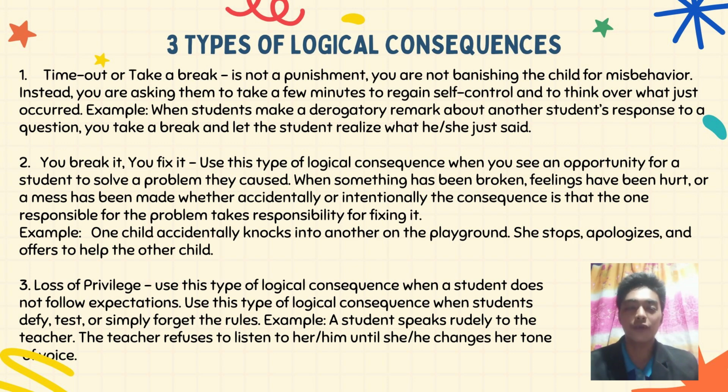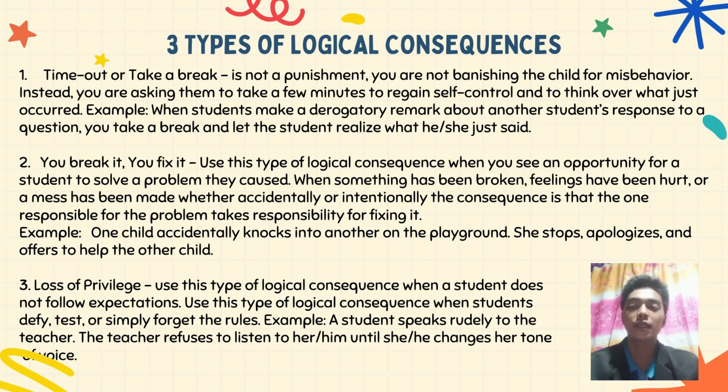There are three types of logical consequences. So the first one is time out or take a break. It is not a punishment. You are not banishing the child for misbehavior. Instead, you are asking them to take a few minutes to regain self-control and to think over what just occurred. For example, when a student makes a derogatory remark about another student's response to a question, you take a break and let the student realize what he or she just said.